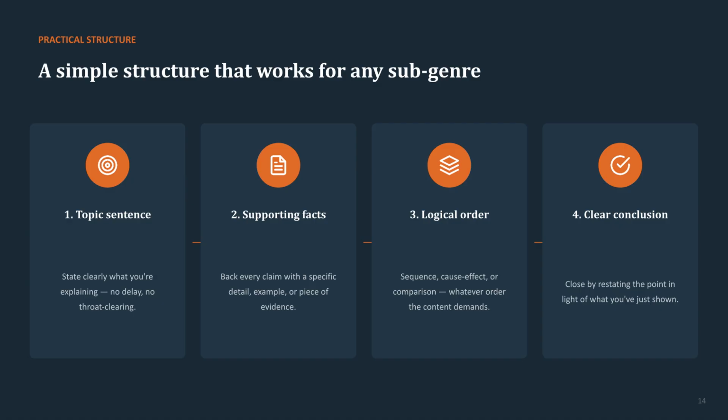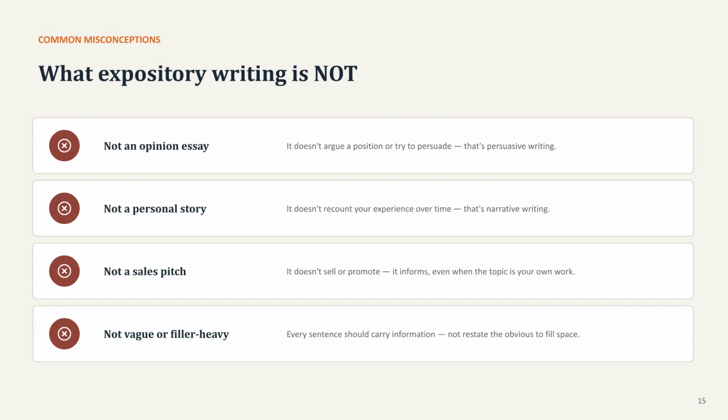To write effectively, follow this simple structure. Start with a clear topic sentence, provide supporting facts, use a logical order for your content, and end with a clear conclusion that summarizes your point. Finally, remember what expository writing is not. It is not an opinion essay, not a personal story, not a sales pitch, and it should not be vague or filled with empty filler. Keep it informative, clear, and focused.